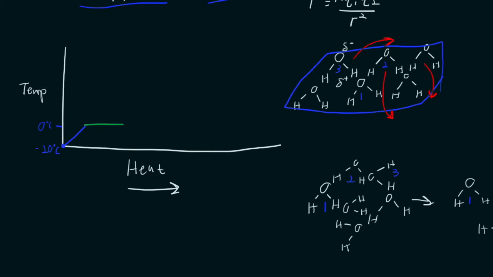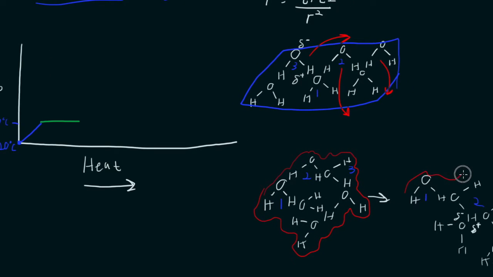If we have that, let's put this in red. So this is going to be our liquid. See, now its shape is a little less definite. It's not going to have a crystal structure. It's able to slide around and take on different shapes.